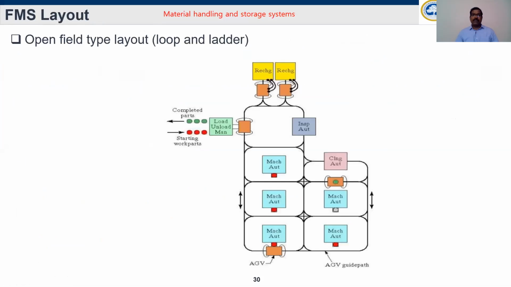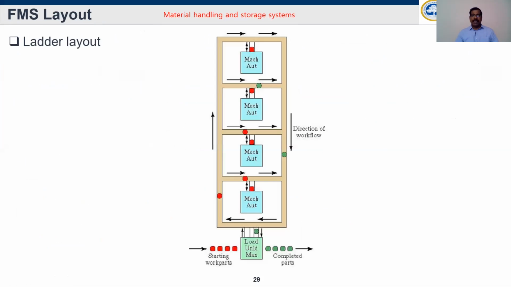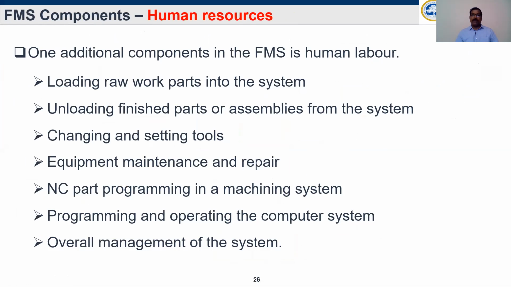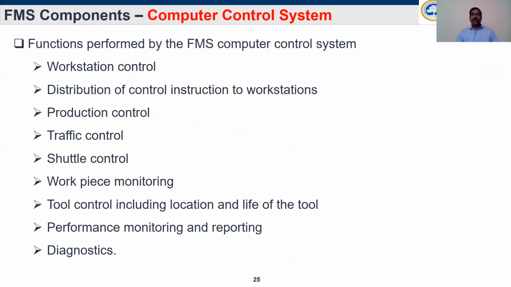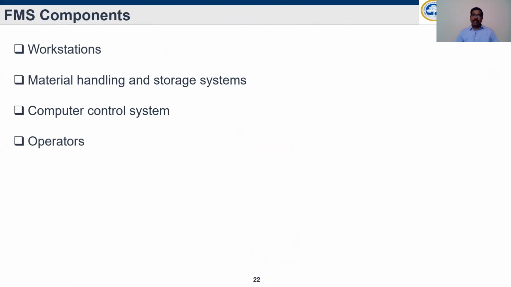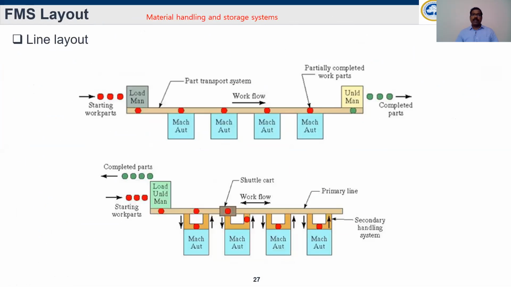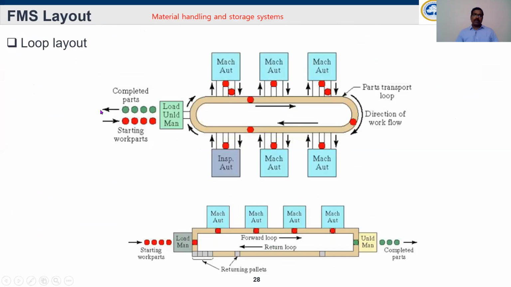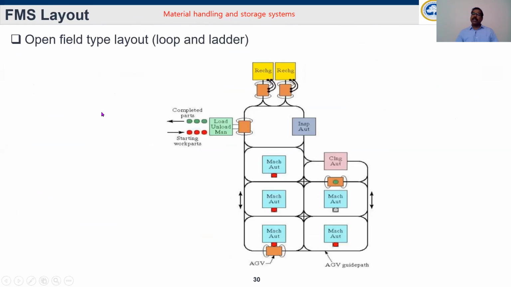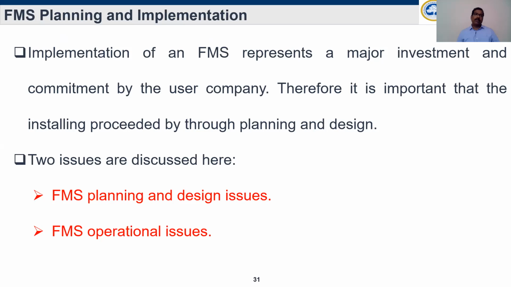Last class we discussed FMS layouts, various layouts available in FMS components. What are the components available in FMS? And layout comes under the material storage and retrieval system. In that we discussed line layout, loop layout, ladder layout, and a combination of loop and ladder layout. The final topic for this FMS is FMS planning and implementation.